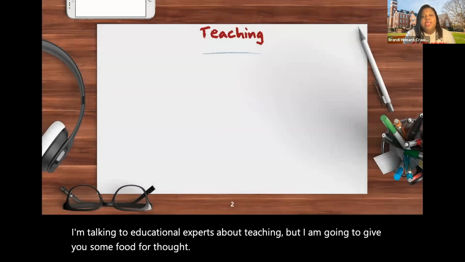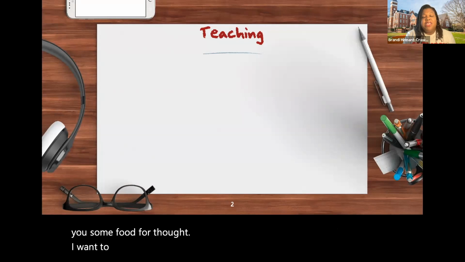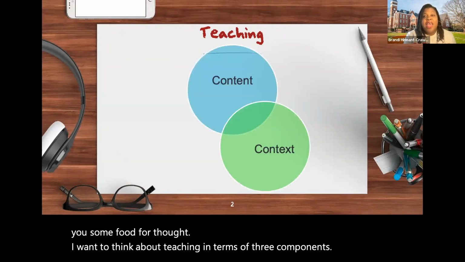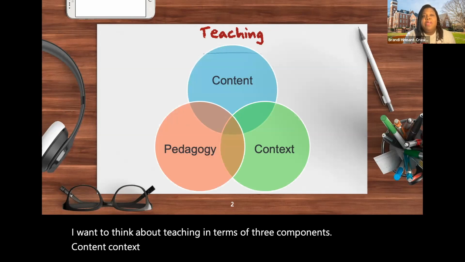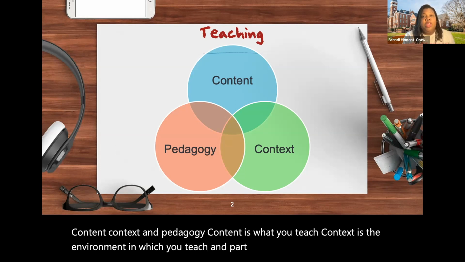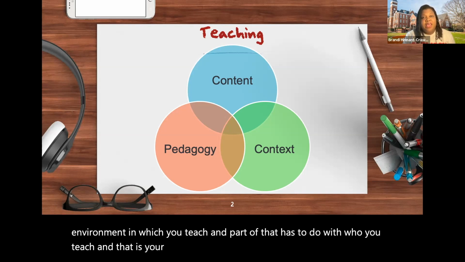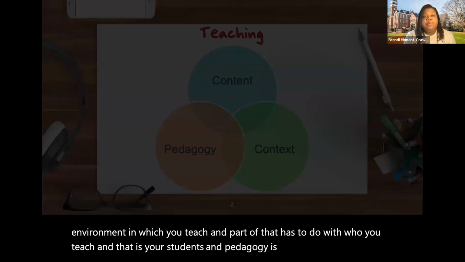I want to think about teaching in terms of three components: content, context, and pedagogy. Content is what you teach. Context is the environment in which you teach. And a part of that has to do with who you teach, and that is your students. And pedagogy is how you teach.